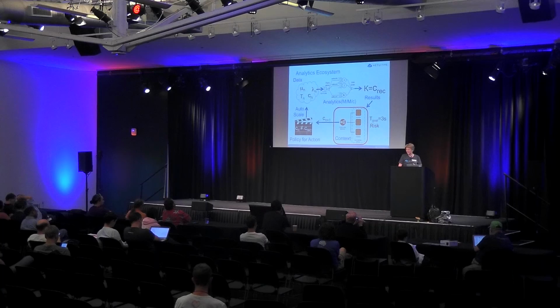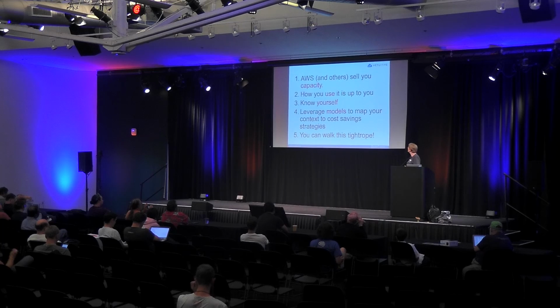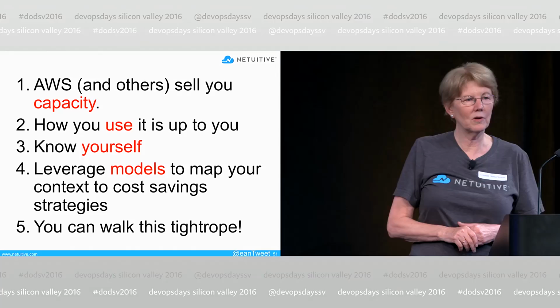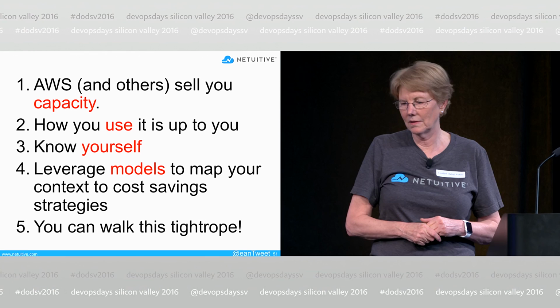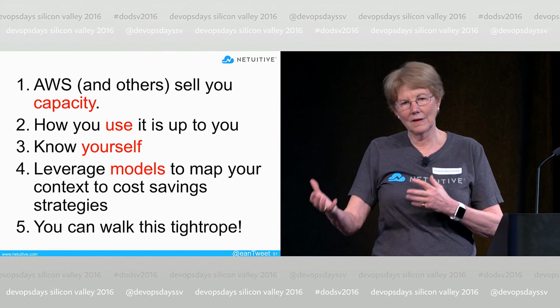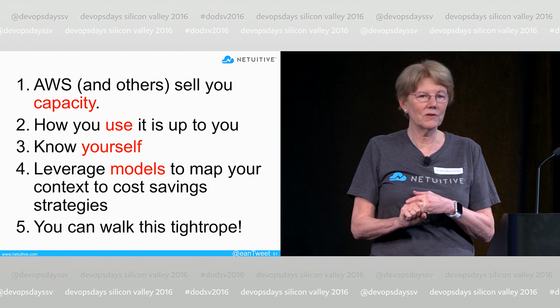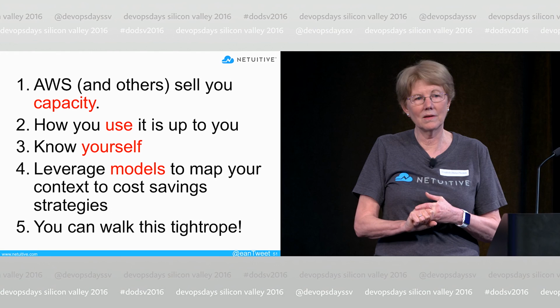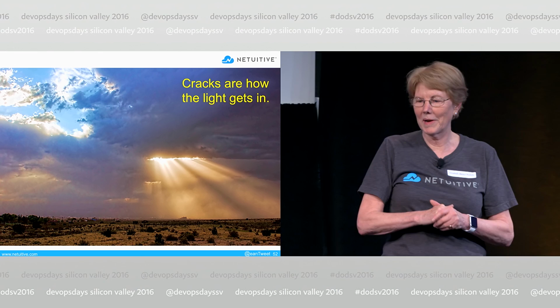To wrap up, the main takeaways are that AWS is happy to sell you capacity, and they will continue to sell it as long as you order it, whether you use it or not. So the key to achieving a balance between cost and performance is to know your own workload, know your own capacity and how it's being allocated, and leverage some models to figure out how it should be allocated if it's not being allocated sensibly. You can walk this tightrope, and even if there are cracks and you start to fall, cracks really aren't so bad. They let the light in.